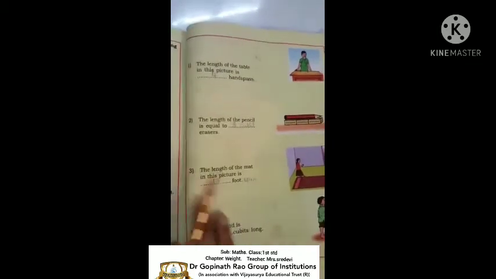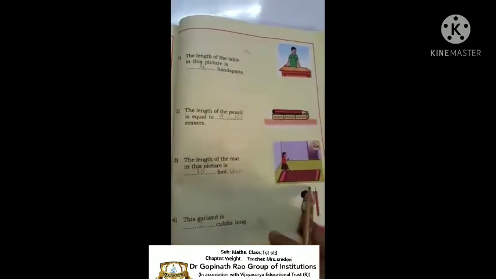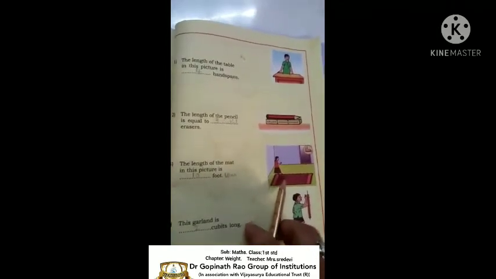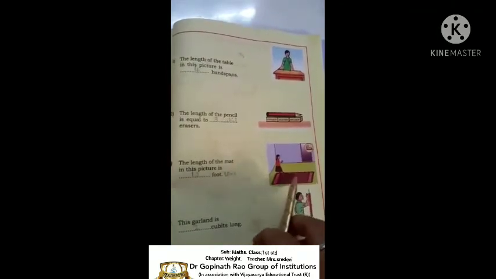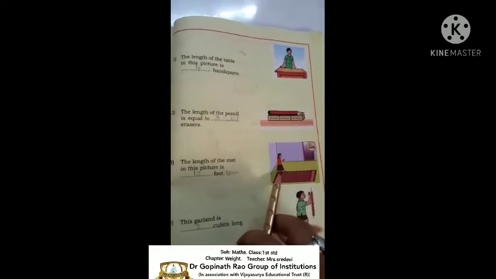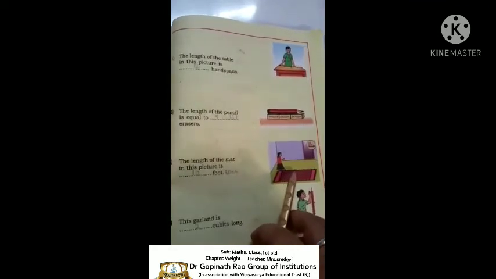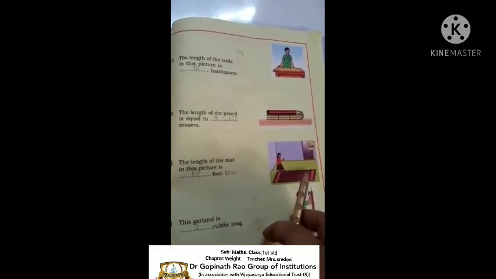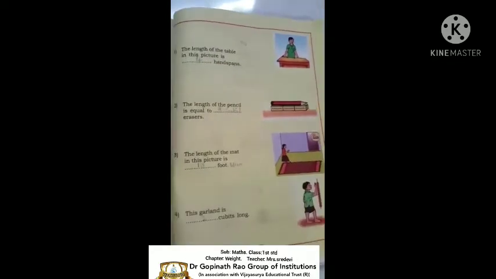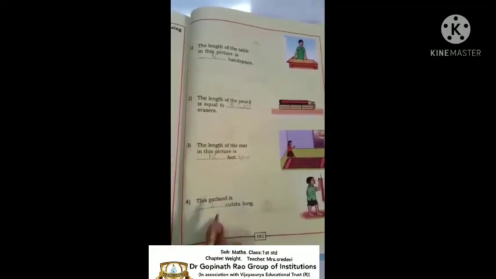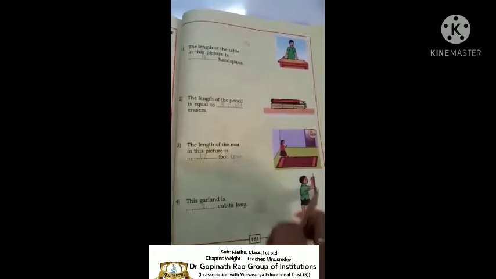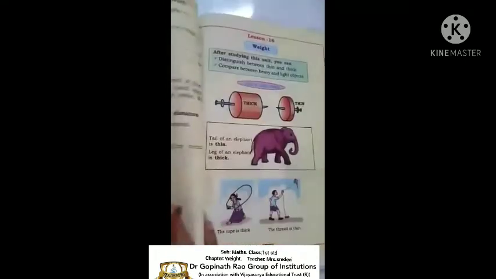Okay children, the length of a mat in the picture is dash. This is 10 foot spans, children. See, 1, 2, 3, 4, 5, 6, 7, 8, 9, 10. This garland is dash cubits long. This is 2 cubits long.